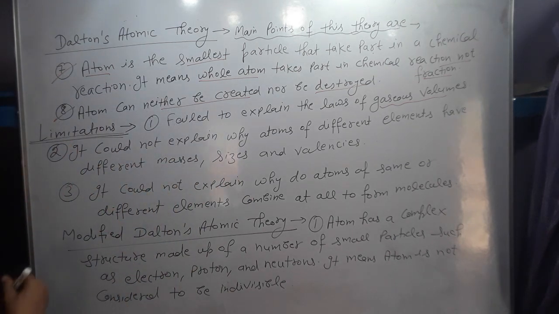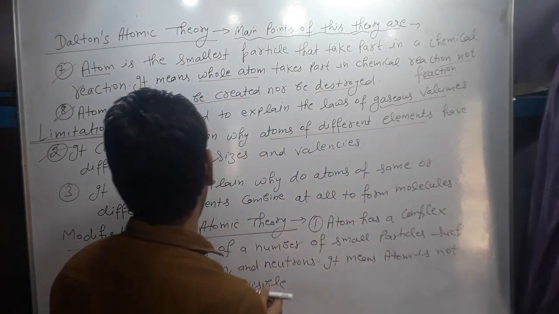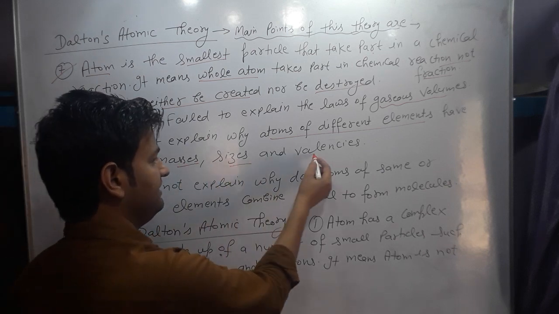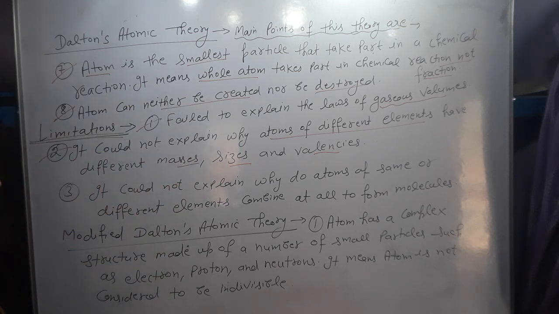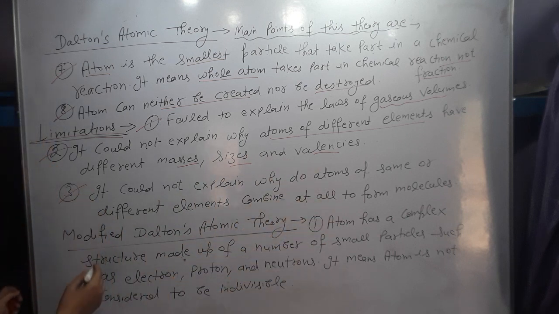Second limitation is it could not explain why atoms of different elements have different masses. Their mass is different, size and valences are different. This is also not explained by Dalton. These terms are explained by some other scientist in fourth.